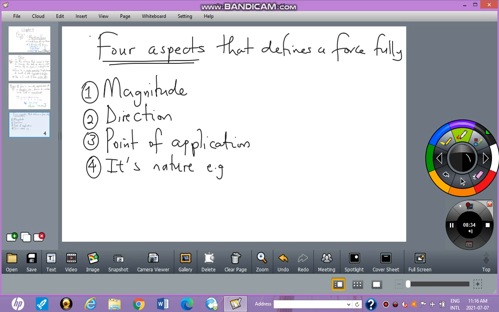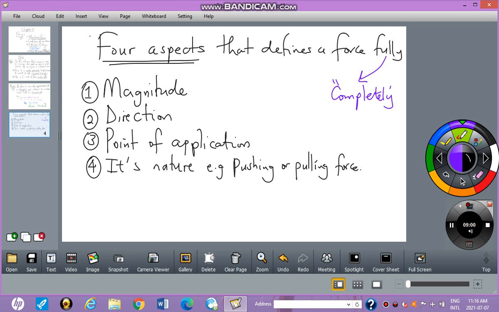For example, is it a pushing force or is it a pulling force? That's what we mean by the nature of the force. Okay, so that means you define your force fully using those 4 points. And when we mean fully, we are saying completely. What exactly does it mean?